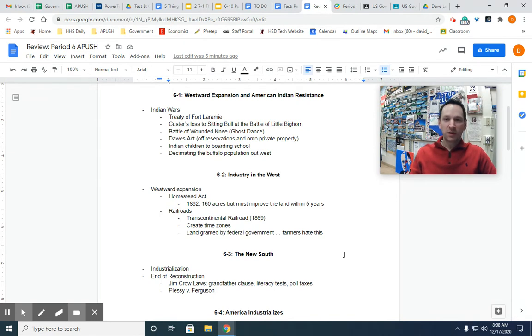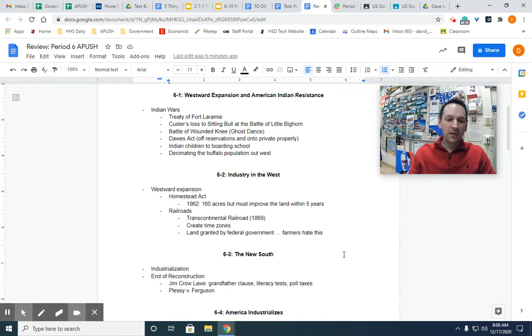The high watermark for the American Indian resistance is Custer's Last Stand, or the Battle of Little Bighorn in southern Montana, where Sitting Bull and his Indian army defeat the American army. That's the last victory for the Indians in the Indian Wars. By 1890, which is considered to be the final battle of the Indian Wars, you have the Battle of Wounded Knee, where you have an American army that unfortunately massacres a group of mostly women, children, and elderly men.